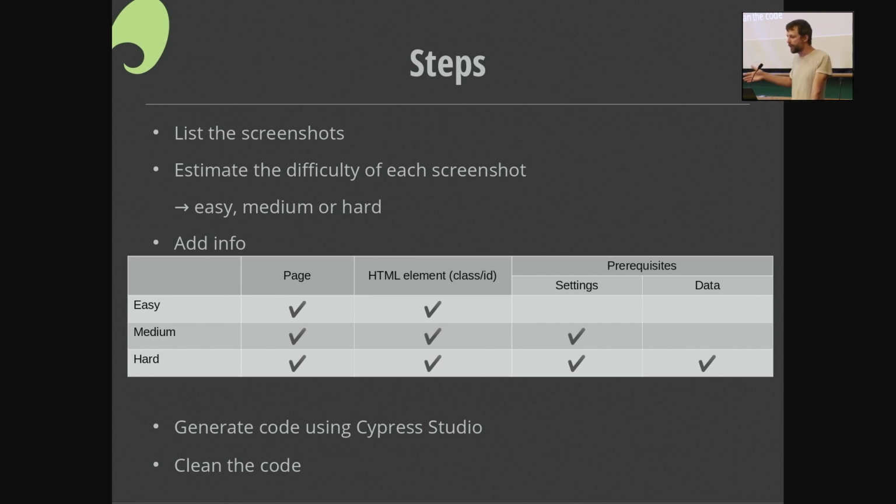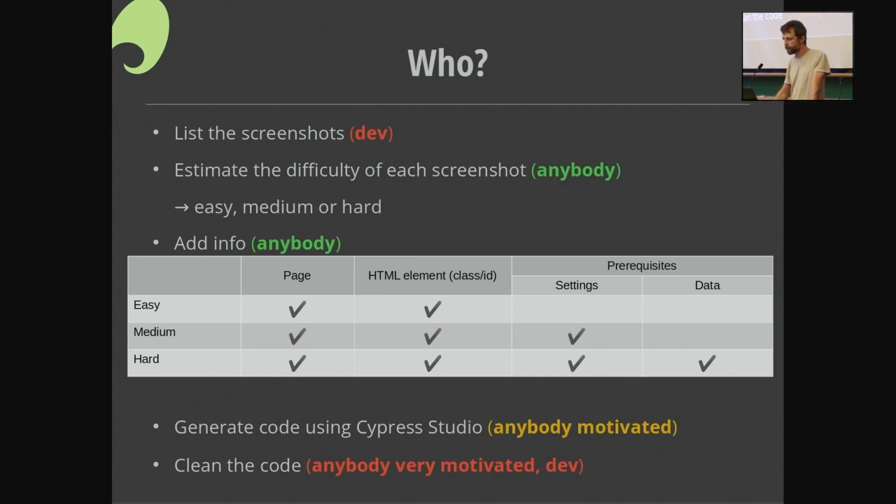The next step would be to implement that programmatically. So the first version could be generated by using Cypress Studio, and then a developer will clean this code, because again, we really do not want to deal with the generated code. It's dirty. And the good thing is that anybody can help.